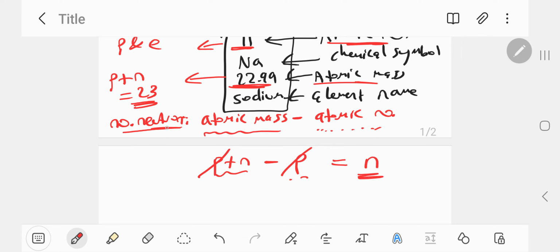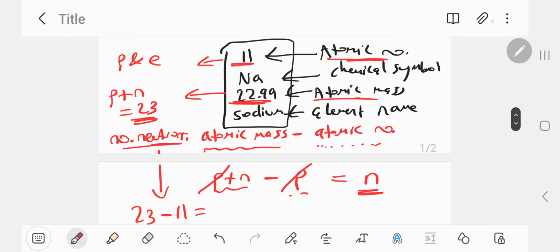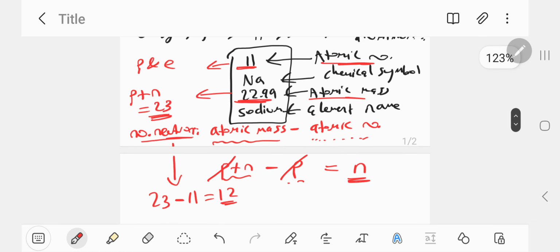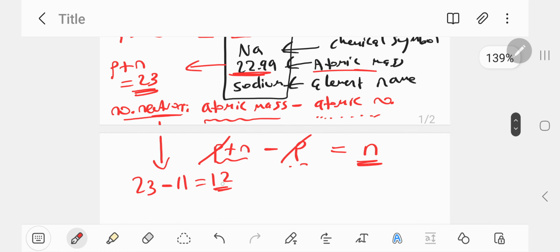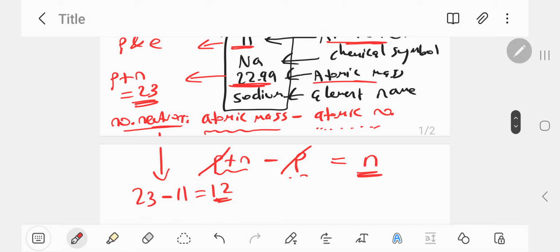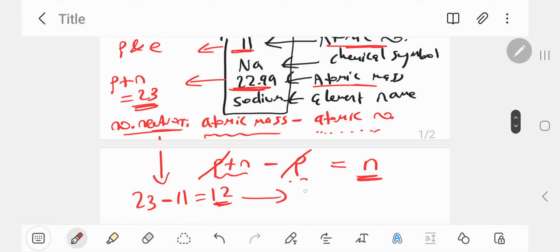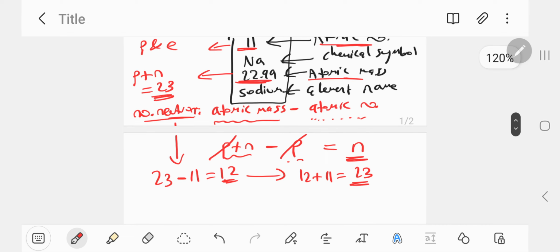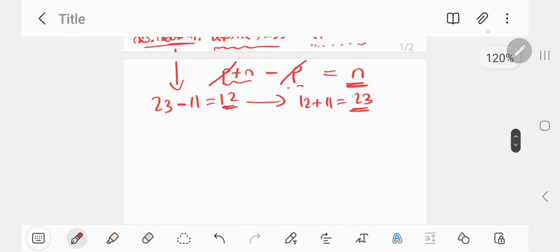So the number of neutrons in sodium is 23, the atomic mass, minus the atomic number, 11. 23 minus 11 gives you 12. So there's 12 neutrons. You can check your answer. 12 neutrons plus 11 protons is 23. That's the atomic mass, okay? So you can check it. So that's a bit about elements there.